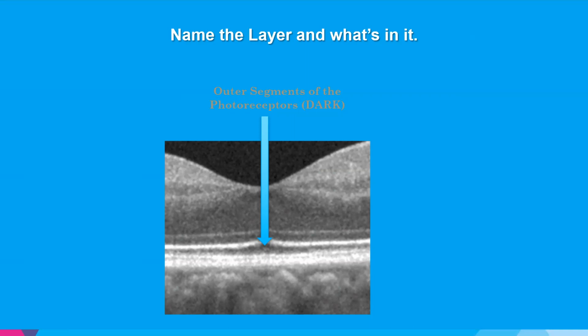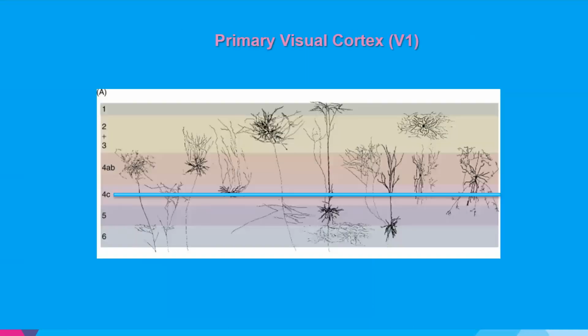They kind of fade away. So you're not getting reflectivity in that layer. Make sense? Yes. Okay, good. Another way of looking at the primary visual cortex, okay?